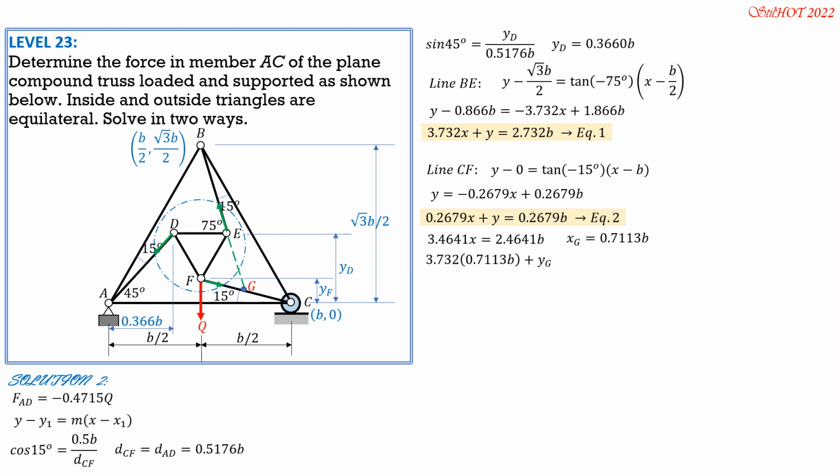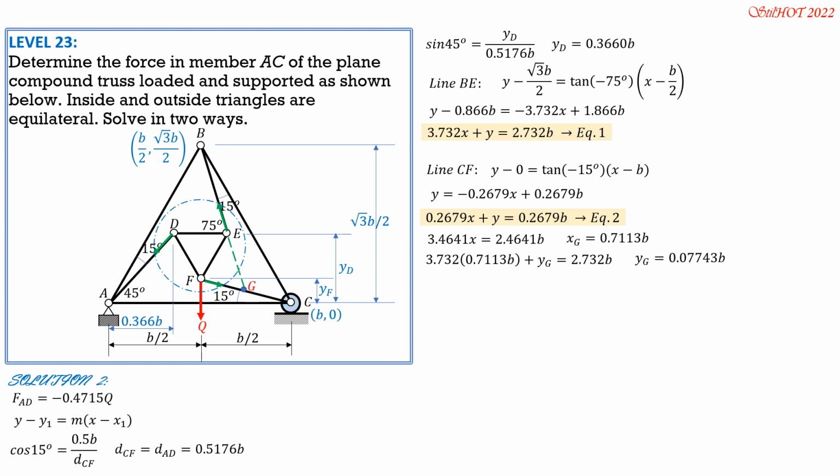3.732 times 0.7113b plus y equals 2.732b. So YG is 2.732b minus 3.732 times 0.7113b. It should be a positive but small value. YG is 0.07743 of b. So that makes sense.